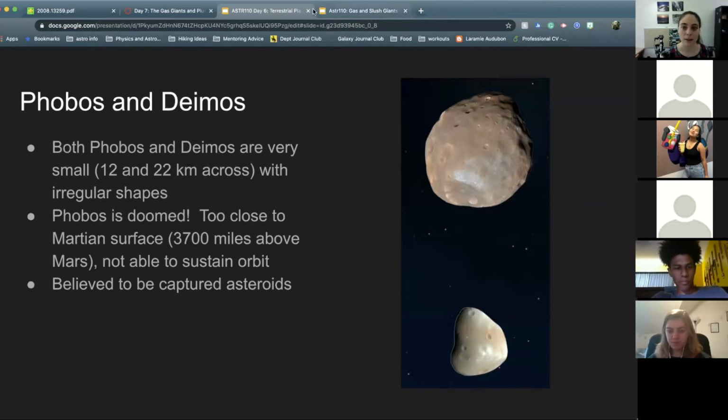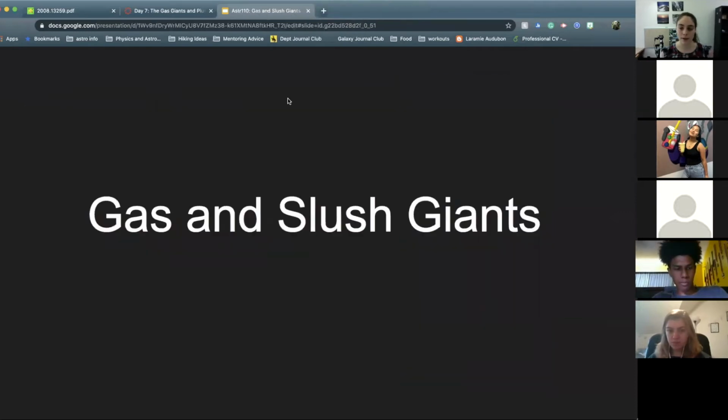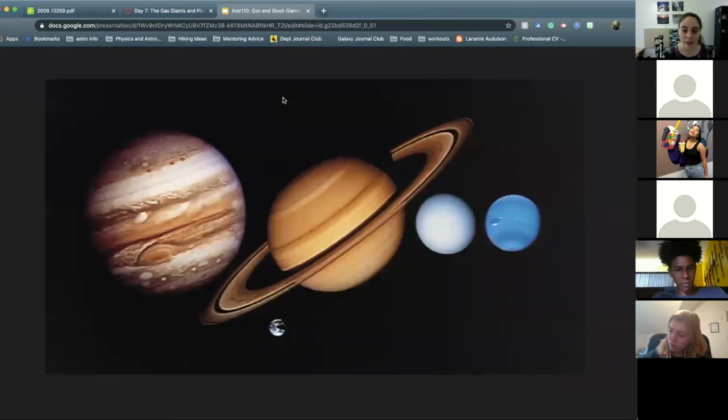And let's move on to the gas and slush giants. I think your book calls it the gas and ice giants. I think slush is funner, but either way. So these are the giant planets in the outer parts of our solar system. So there's 4 of them that we are going to talk about. There's 4 of them, period, sorry. Jupiter, Saturn, Uranus, and Neptune.